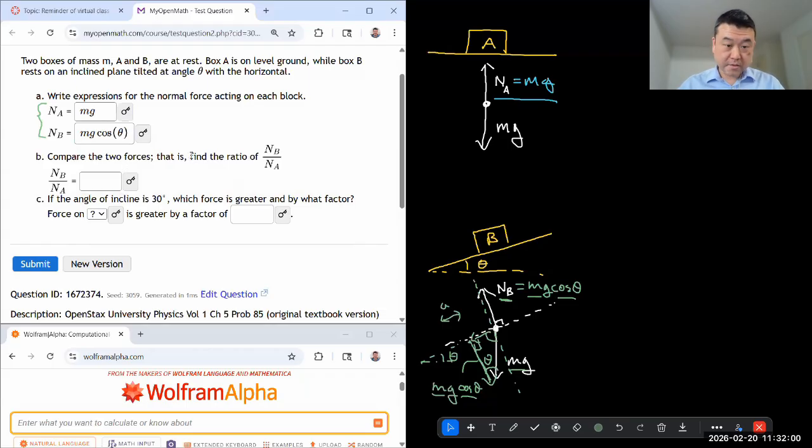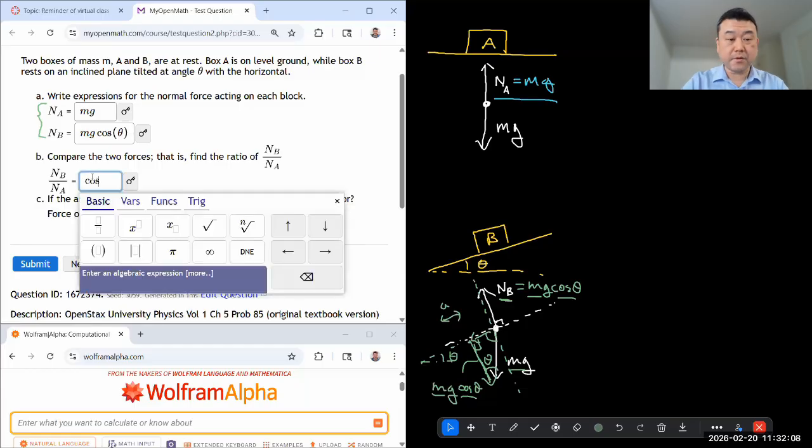Now compare the two forces, that is, find the ratio of NB to NA. I think I can do that in my head. The mg's cancel out as long as their masses are the same. So this should just be cosine theta.